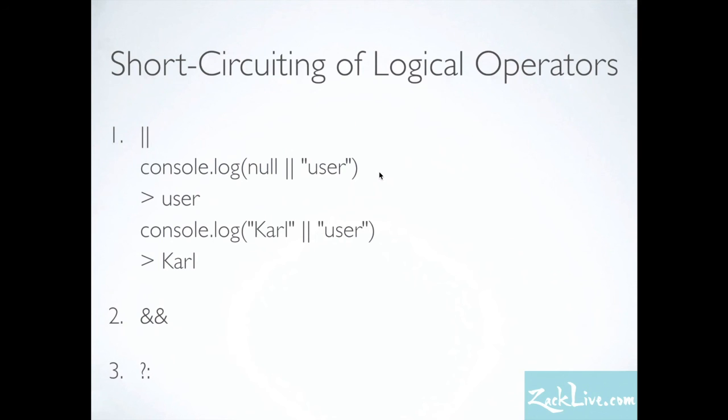Let's take a look at the second example. So the first part is cow, which is not an empty string. It means true, so it will be returned. And the second part will be totally ignored. The same applies to the AND operator and the conditional operator.